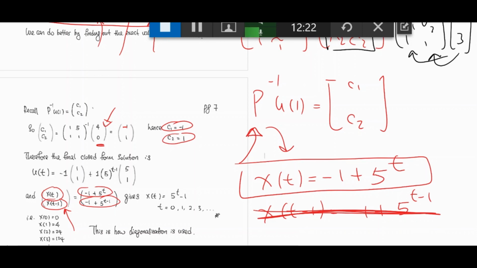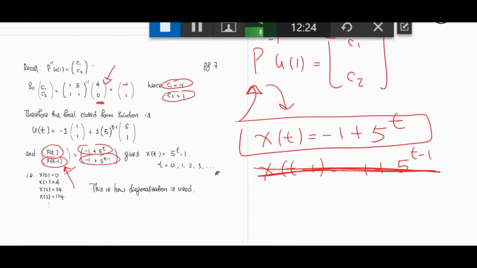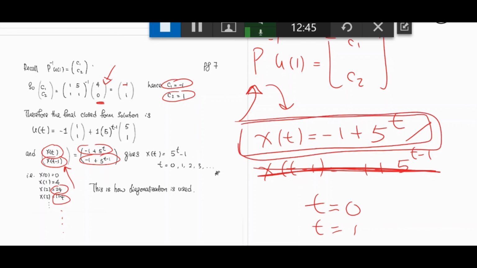And you can see if you write it out, you have x0 equal to 0 when t is equal to 0, and t equal to 1 gives us the 4, that's our initial conditions. And when t equals 2, you have 24, and then you have 124, and so on and so forth. So the recursive relation is no longer recursive because we found a closed form solution.